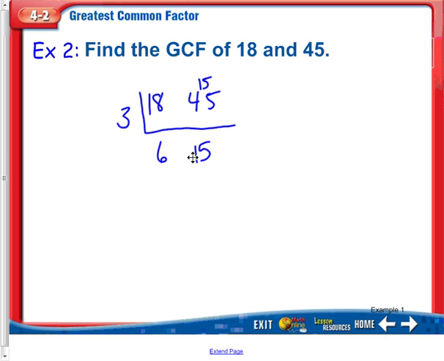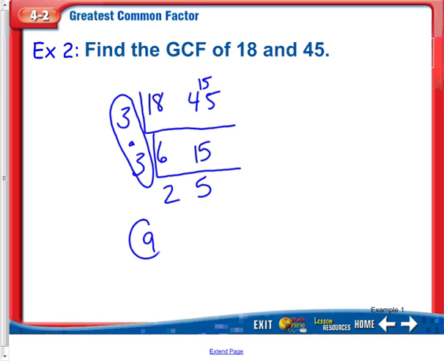So now I have 6 and 15. Well, I know that I can go into both of those with another 3. So I can go in twice with the 6 and 5 times here with the 15. So now 2 and 5 are both prime, so I know that I'm finished. And 3 times 3 is 9. So 9 is my greatest common factor.